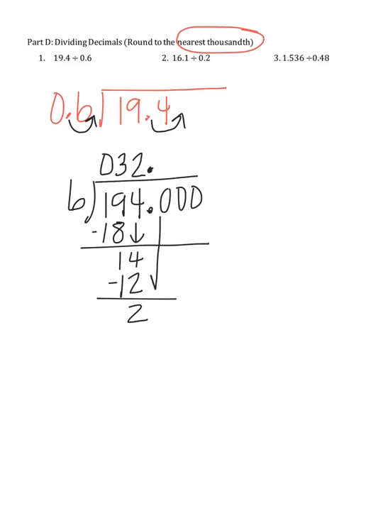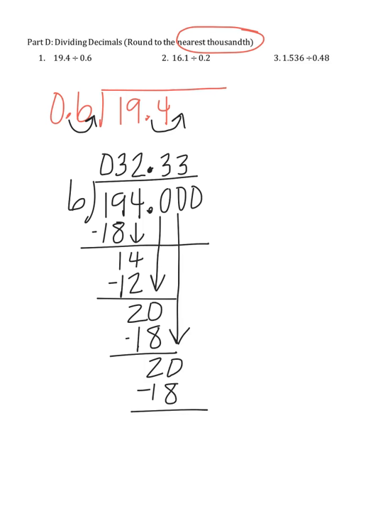Bring down our 0. 6 goes into 20 3 times. Bring down our 0. 6 goes into 20 3 times, and we can start to see our pattern emerge. Remember that we're rounding to the nearest thousandths place, so we need at least one decimal place past the thousandths in order to round. So we continue bringing down zeros.